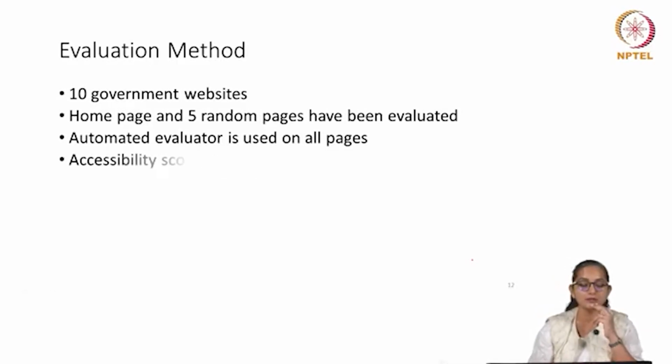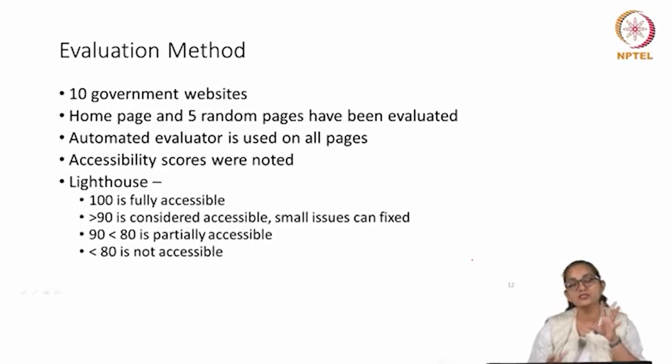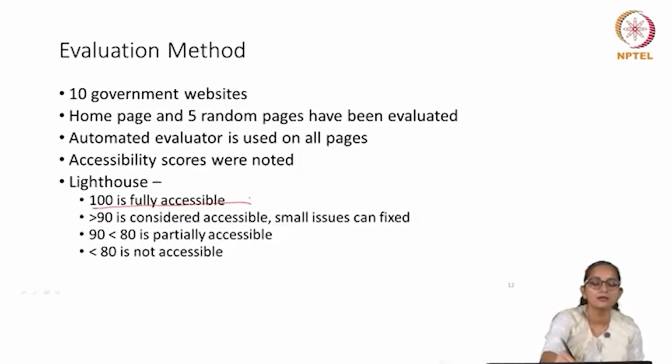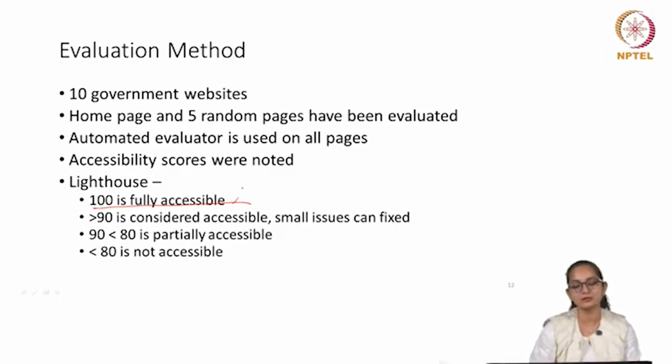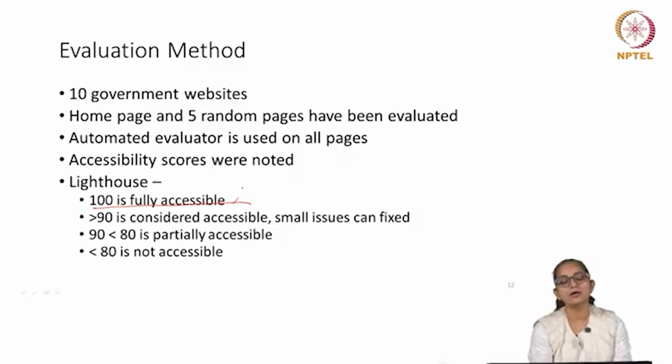So, if you see Google Lighthouse, it generates a report in the format where it gives you a percentage or a score, right. So, if it is 100%, it is fully accessible, it is 100. If it is between 90 and 100, it is considered accessible. Maybe small issues are there which can be fixed. If it is between 80 and 90, it is partially accessible, and if it is less than 80, it is not accessible. That means it is not compliant with a lot of lower level compliance criteria as well.